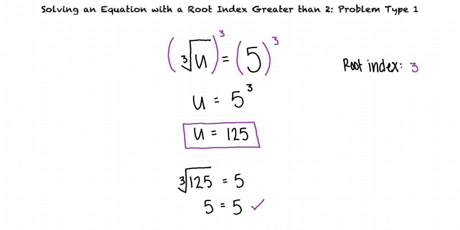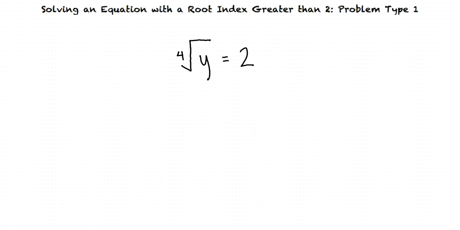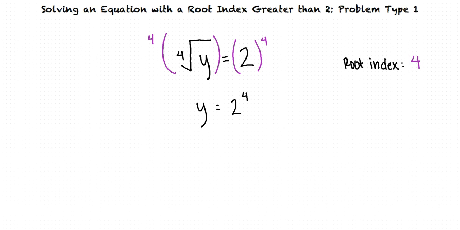Let's try another example. Say we're given the equation fourth root of y equals 2, and we're told to solve for y. Okay, so since the root index is 4, we can raise both sides to the fourth power in order to isolate y, right? Right. When we do this, we see that y equals 2 raised to the fourth power. 2 raised to the fourth power equals 16, so our answer is y equals 16.